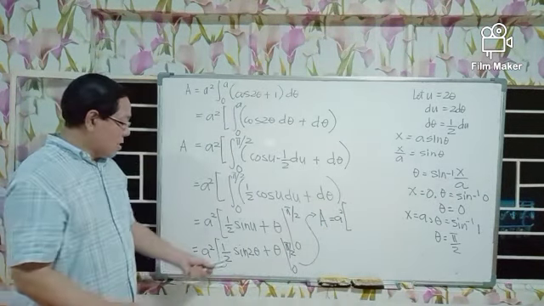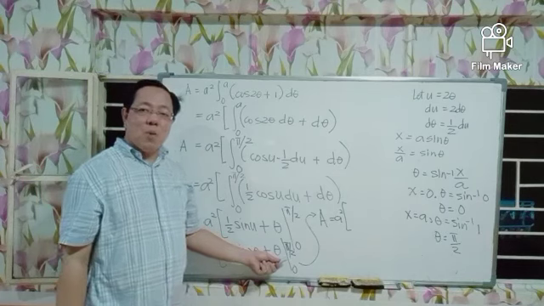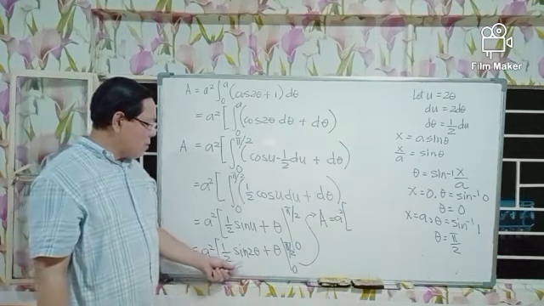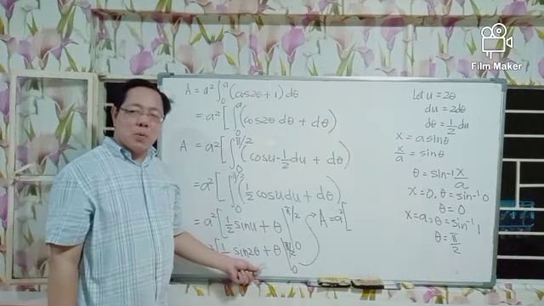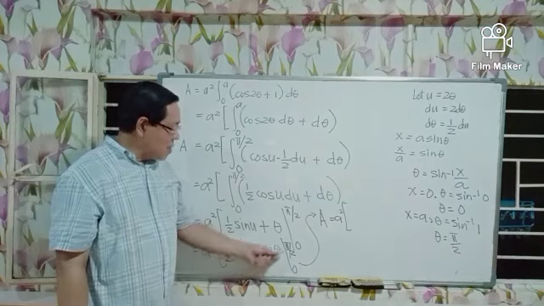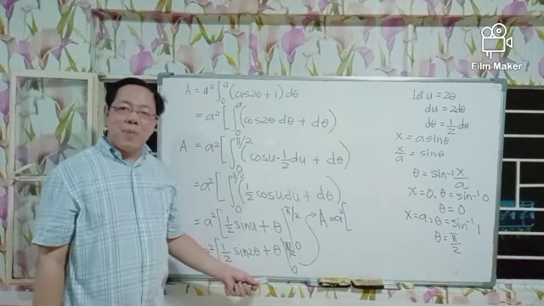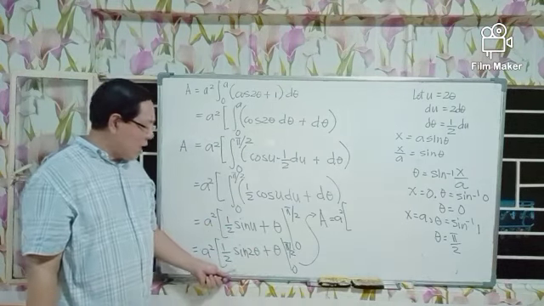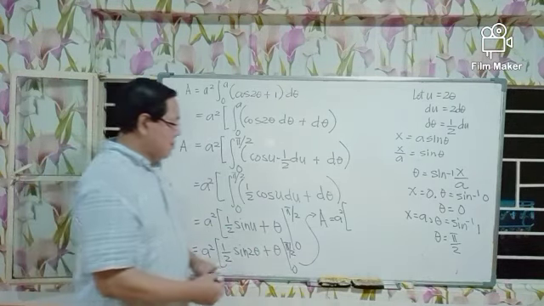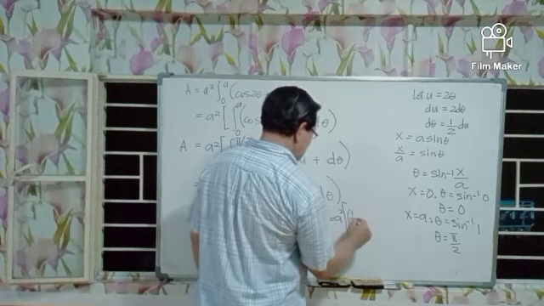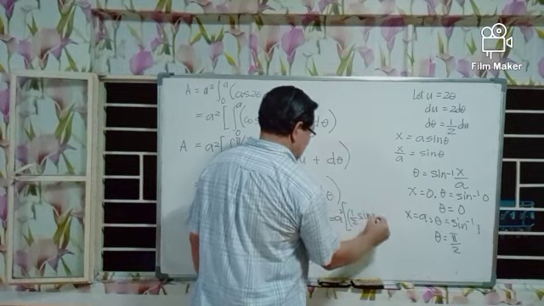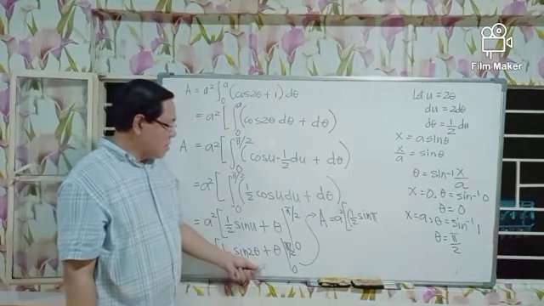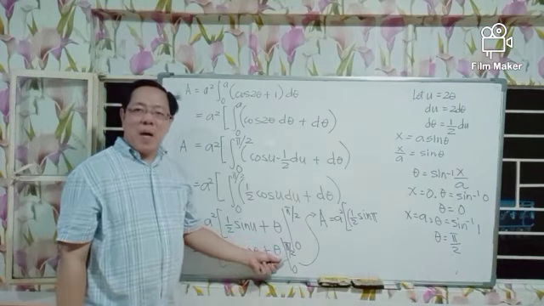And to evaluate this sum, we start with theta equals pi over 2. When theta equals pi over 2, you get 1/2 times sine of 2 times pi over 2. 2 times pi over 2 is simply pi. So when theta is pi over 2, the first term is 1/2 times sine of pi, plus theta equals pi over 2.